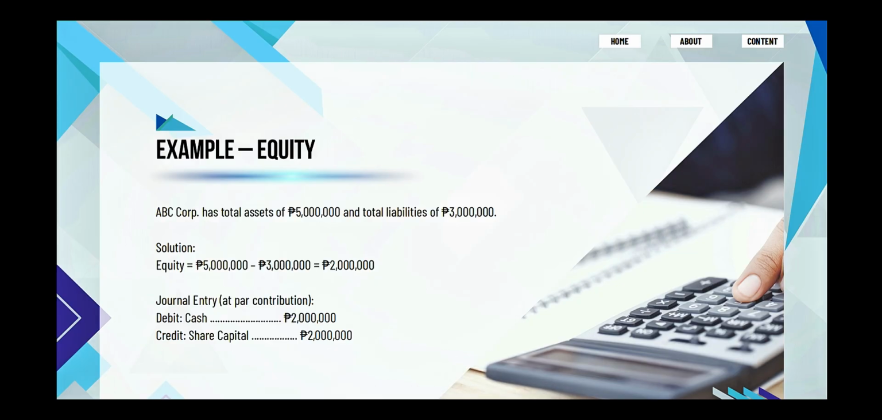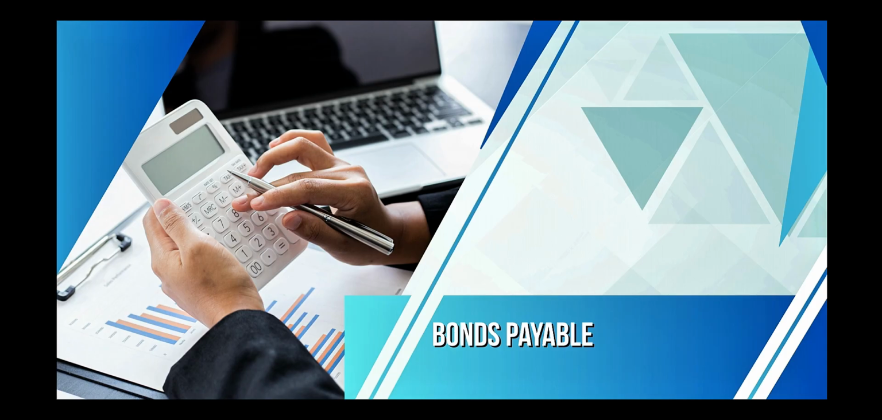Now to journalize the entries, of course, at the par value contribution, we have debit to cash, 2 million pesos, and credit to share capital, 2 million pesos. Now, after learning about the equity, let's now move on to the bonds payable.